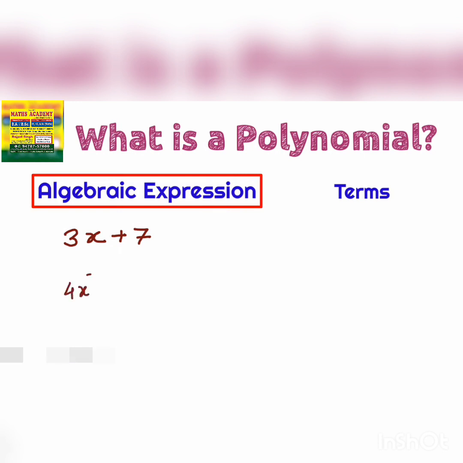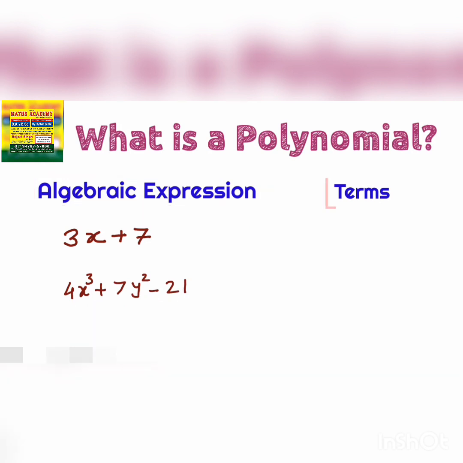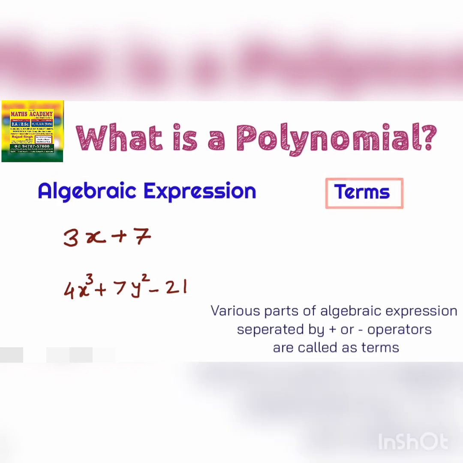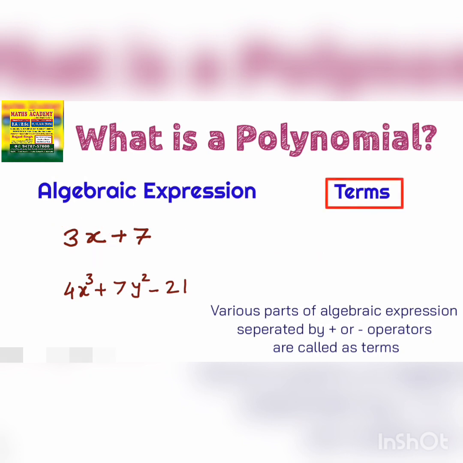4x cube plus 7y square minus 21 is also an algebraic expression having plus and minus operators. Now, let's understand what is term in an algebraic expression. Various parts of algebraic expressions separated by plus or minus operator are called as terms. For example, 3x plus 7 has got two terms. So 3x is one term and 7, which is constant, is another term.